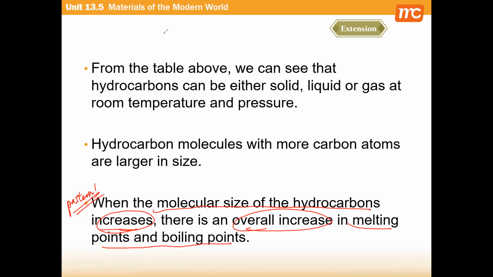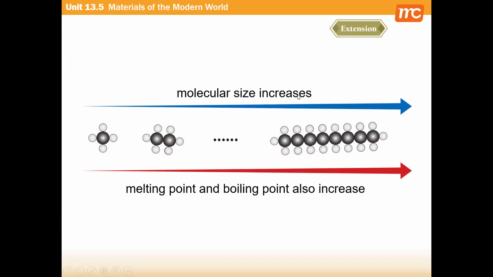Is that clear? So why do I need to know it? It will more or less affect our separation techniques, because I want to separate it for further use. Very often, we seldom try to use the whole black liquid directly. Why?